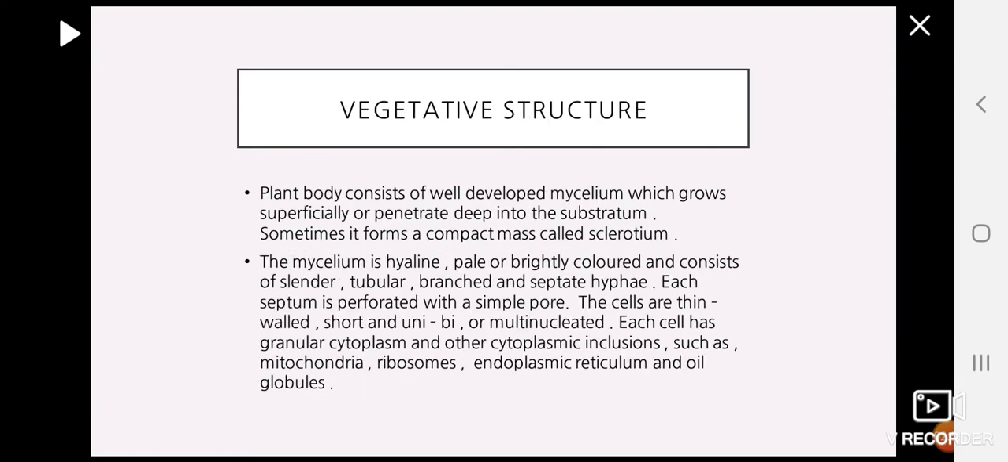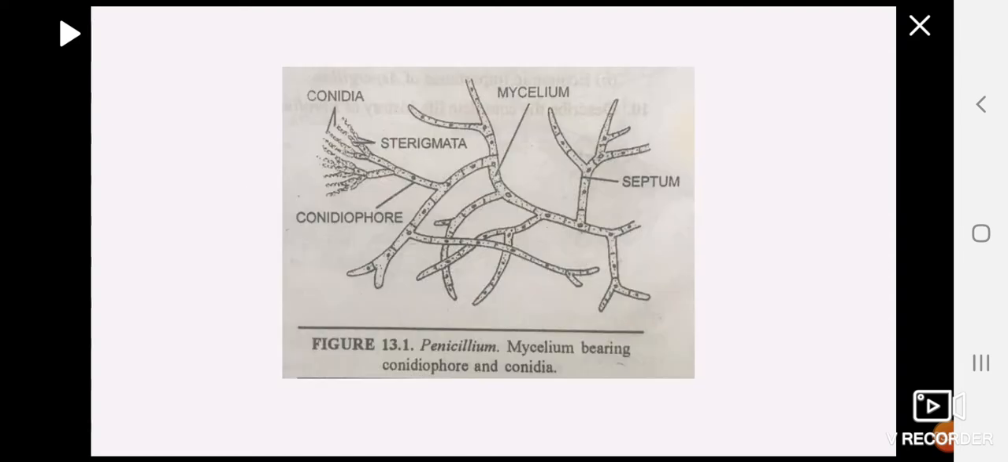Now we'll discuss the vegetative structure of Penicillium. You can see here in the diagram that Penicillium's plant body is known as mycelium. It grows superficially or penetrates deep into the substratum, and sometimes it forms a compact mass called sclerotium.